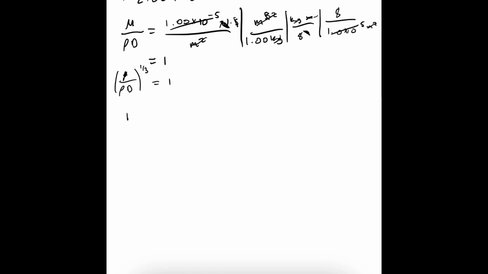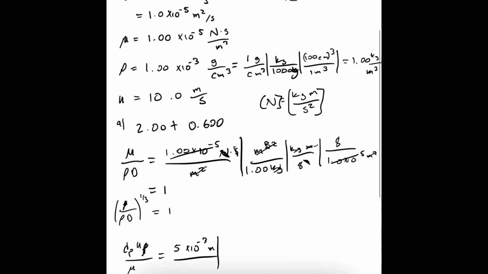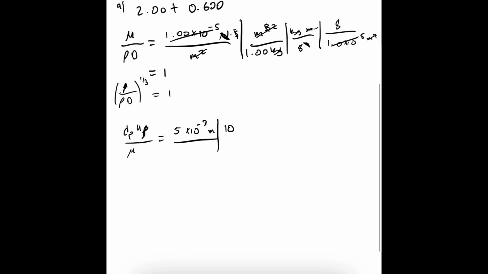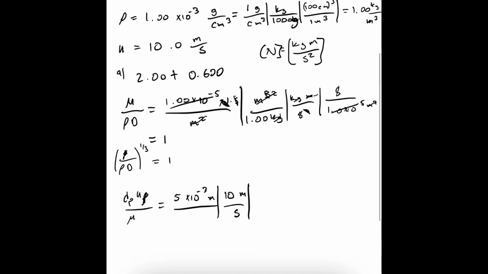Now we need to figure out what our next term is. dp u rho over mu. u equals 10 to the minus 3 meters per second. Rho is 1 kilogram per meter cubed. And viscosity is 1 times 10 to the minus 5 Newton seconds per meter squared.